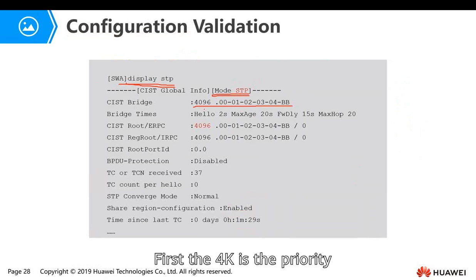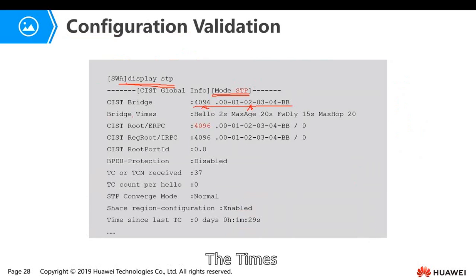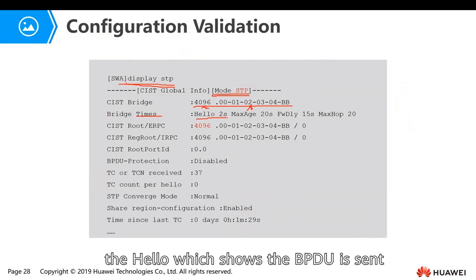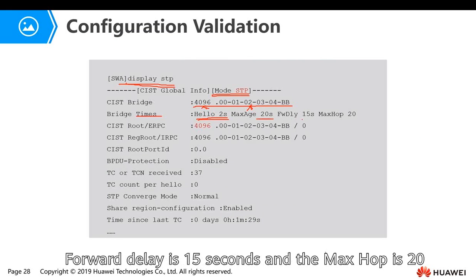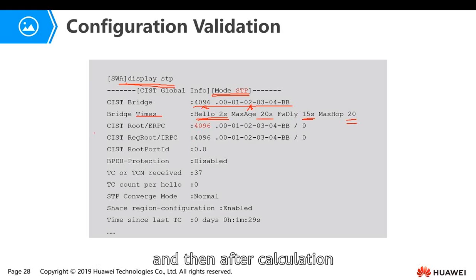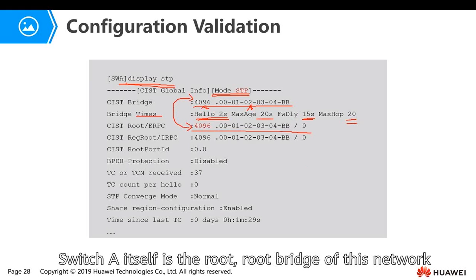The first part, 4 K, is the priority, and then this is the MAC address of this switch. Then the timers: the hello is that the BPDU is sent every 2 seconds, the maximum age is 20 seconds, the forward delay is 15 seconds, and the maximum hop is 20. After calculation, who is the root of this network? This is the root bridge ID, just the BID of itself. So switch A itself is the root bridge of this network.